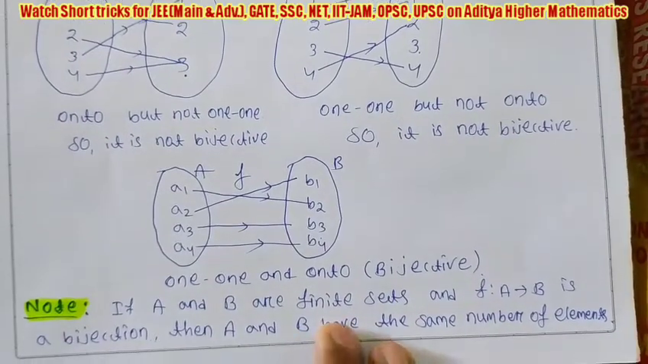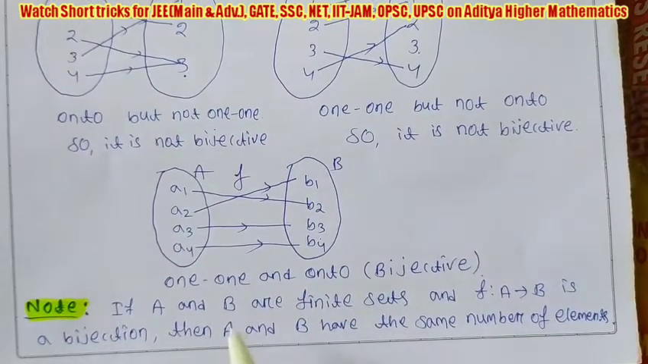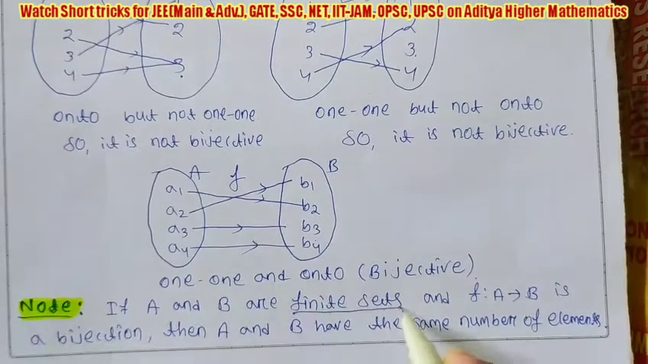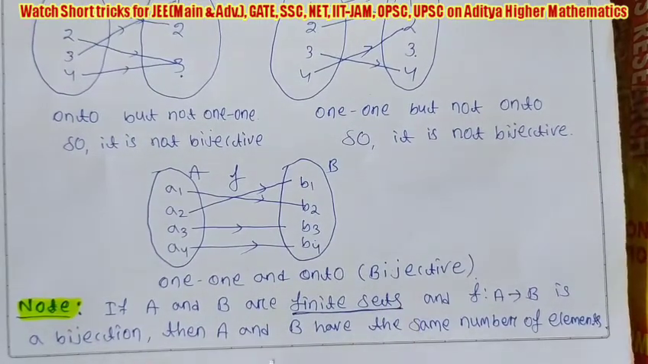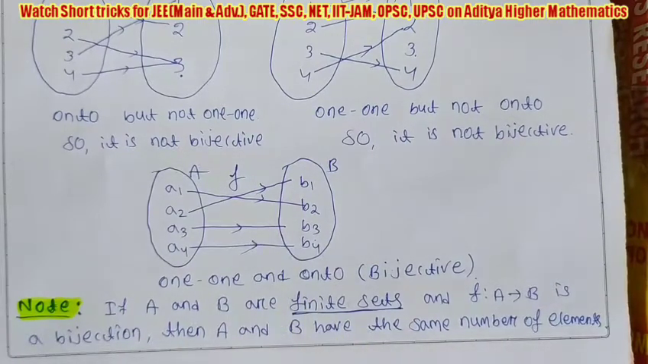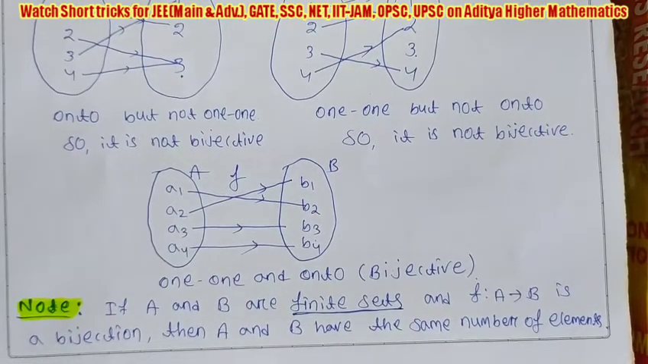Now there is an important note. If A and B are finite sets, okay, here we are discussing only finite sets, not infinite sets like real numbers, natural numbers. Finite sets only we are discussing here. And f from A to B is a bijection. That means two finite sets are given, and f is a bijective function between them. Then A and B have the same number of elements. And this is an important note for bijective function.